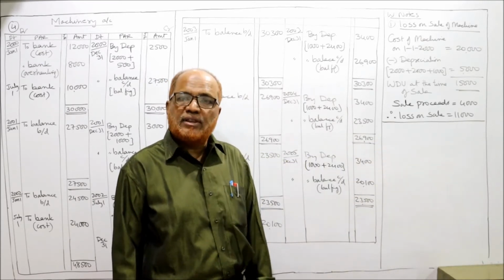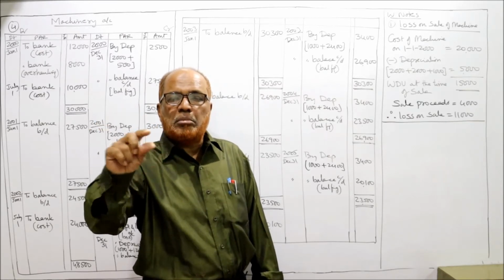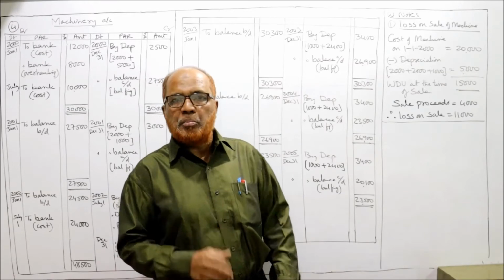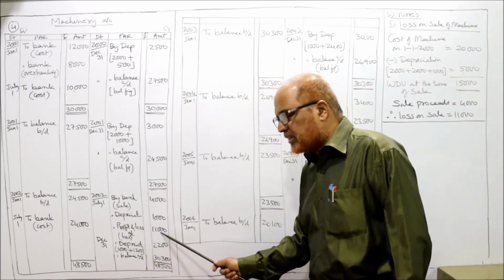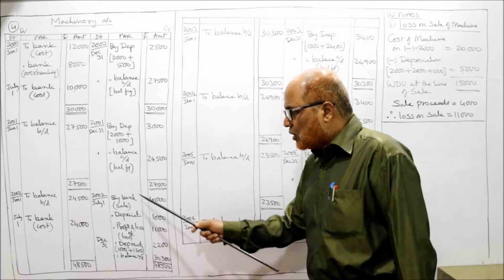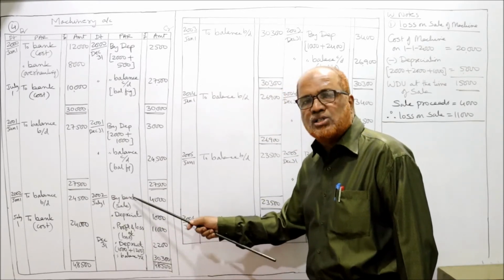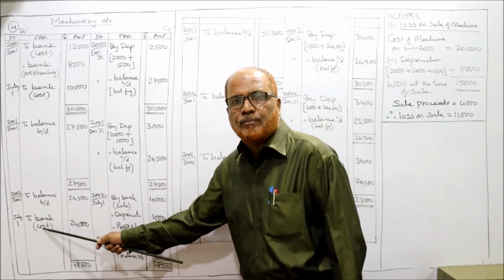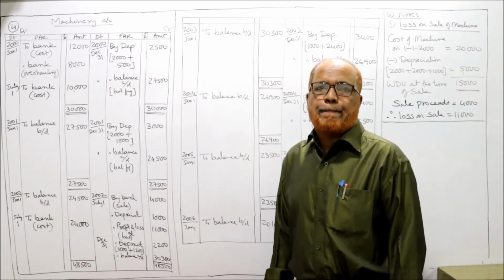Loss of 11,000. The entry will be profit and loss account debit to machine account. So credit side by profit and loss account, loss 11,000. That's all. So on 1st July, three entries we have passed on sale of machine and one entry we have passed for purchase of machine. Now we close the year, 31st December 2002.